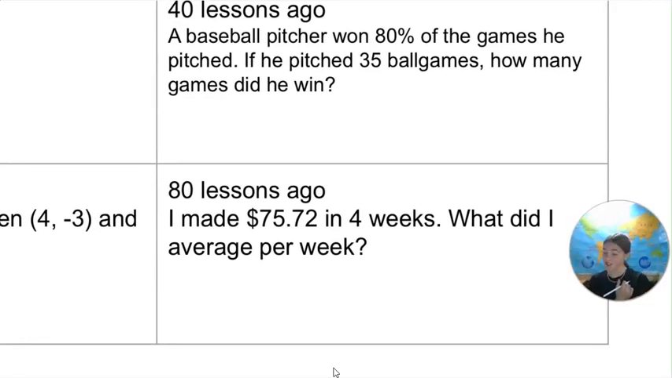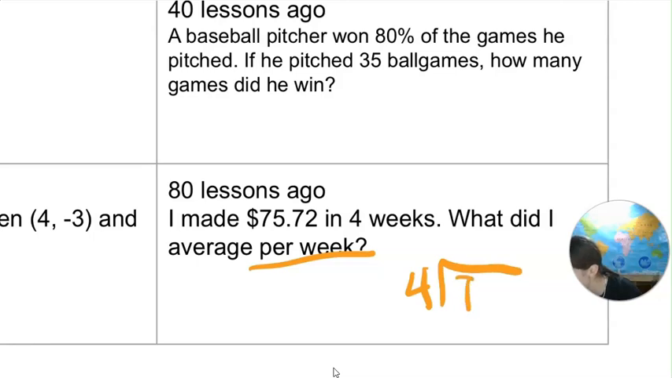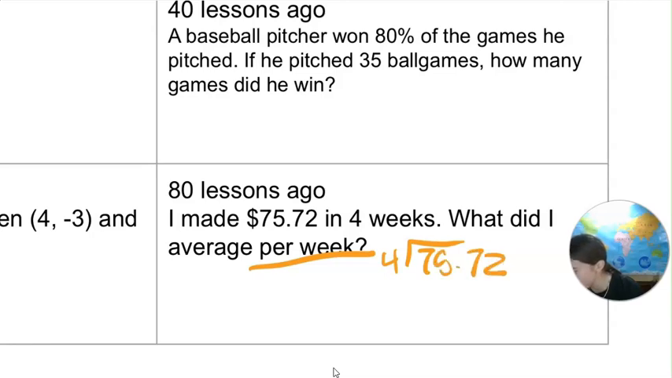So, 80 lessons ago, it says I made $75.72 in 4 weeks. What did I average per week? So we're only gonna find 1 week. How you would do that is you would do 4 divided by 75. Wait, let me make that smaller so I can actually do work. 4 divided by 75.72.